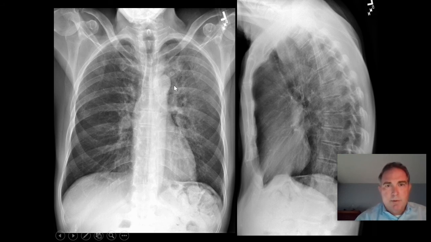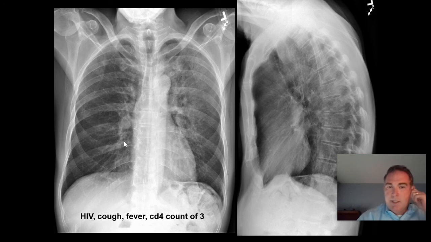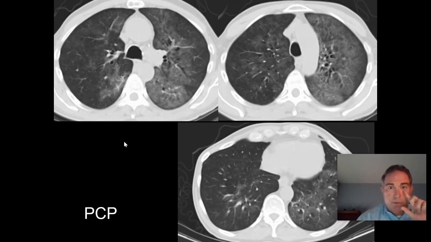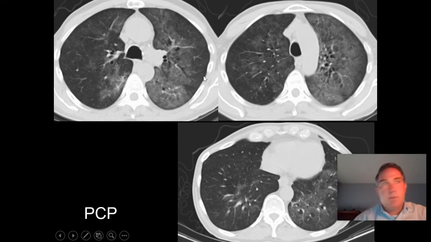It's a young person with asymmetric airspace disease, and we find out that they have HIV, fever, cough, and a white count of 3. We go to CT, and just see ground glass opacities. This is PCP. It can be a mimic of pneumonia, so just be mindful of the patient setting and CD4 count. CD4 count is going to be below 200. You want to consider that in your differential. That's when prophylactic Bactrim is started. So a good number to remember: CD4 count below 200 to include PCP.